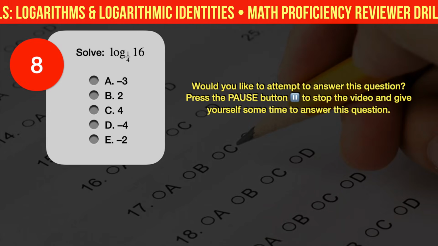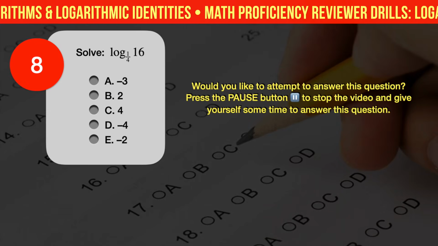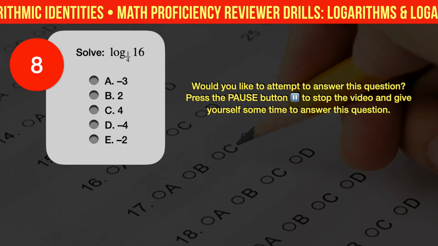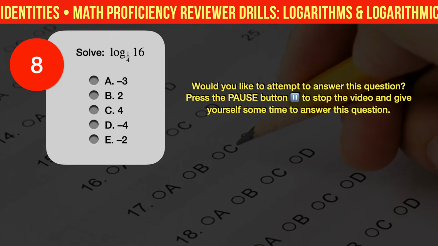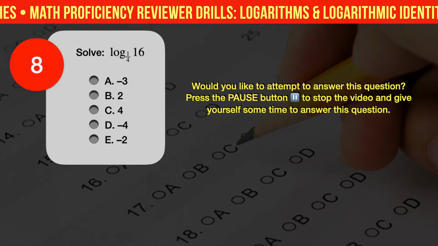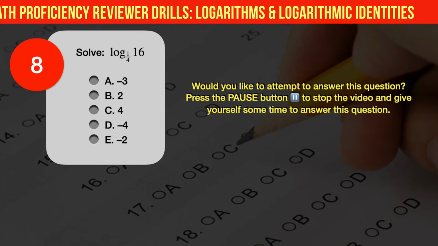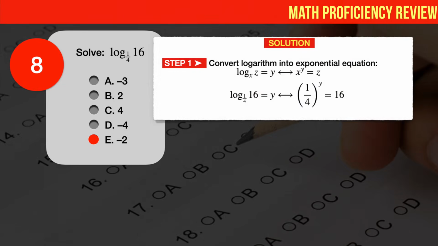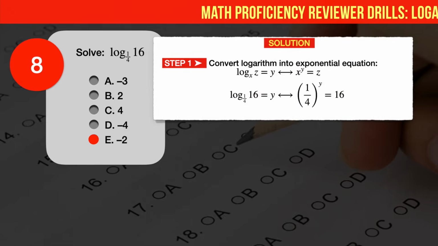Drill question number 8. Solve logarithm base 1/4 of 16. A. minus 3. B. 2. C. 4. D. minus 4. E. minus 2. The correct answer is E. minus 2. Again, first step is to convert the given logarithm into its exponential form, as shown.